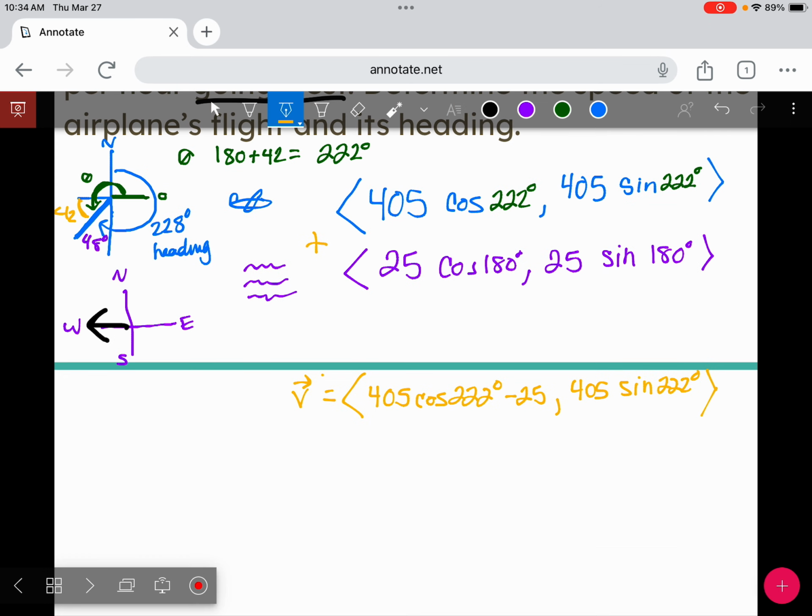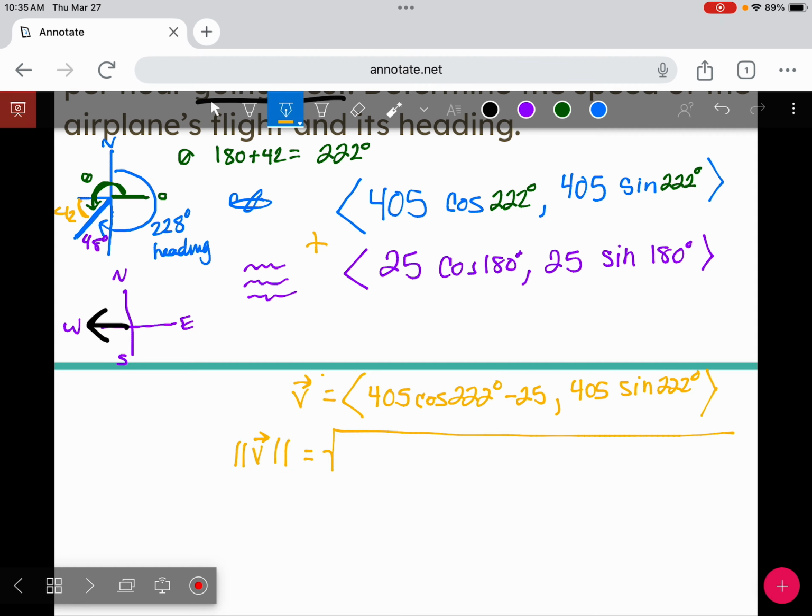So to figure out how fast this plane is now going with this wind pushing it, since the plane is headed this way and the wind is coming at it, this is giving us a tailwind, is what that's called. So our plane's going to go a little bit faster. And the way we figure out what their actual speed is, we find our magnitude of this vector. So that's going to be super gross looking, because we're going to have our square root.